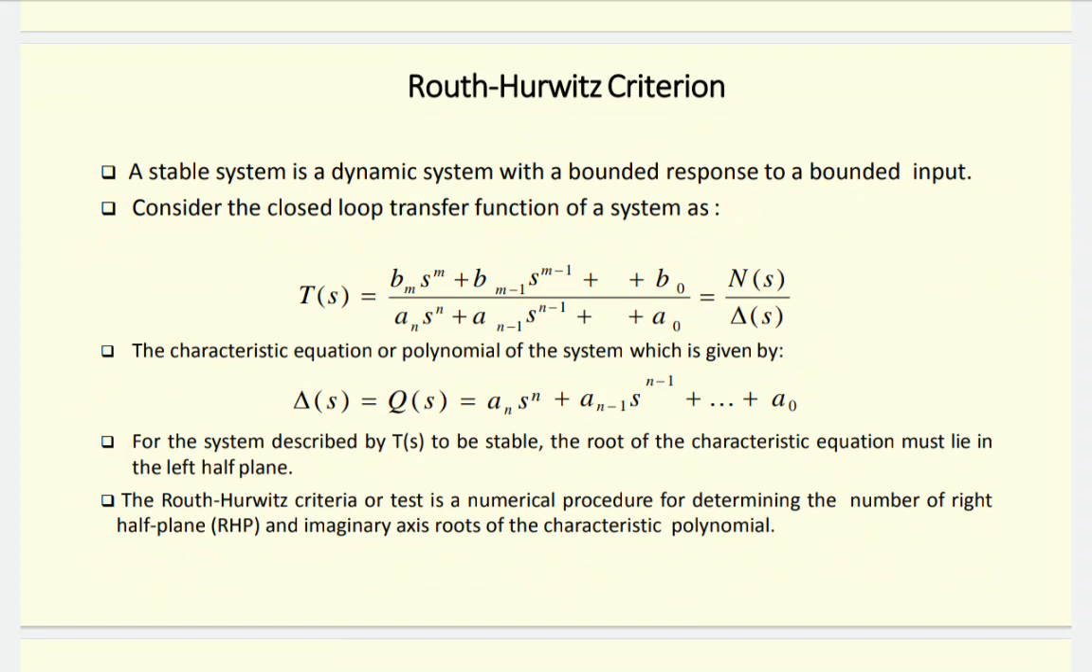is equal to q of s is equal to an s to the power n plus an minus 1 s to the power n minus 1 plus and so on plus a0. Now for the system described above by T of s to be stable, the roots of the characteristic equation must lie in the left half plane. Just now I told you based on the s plane concept.